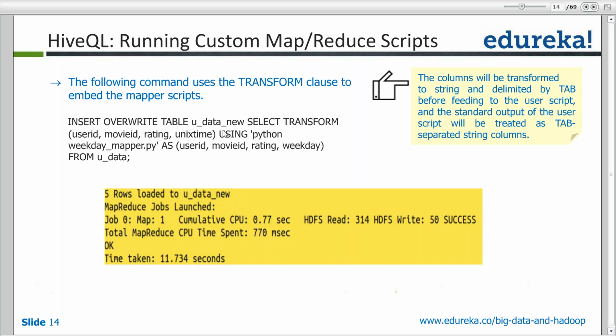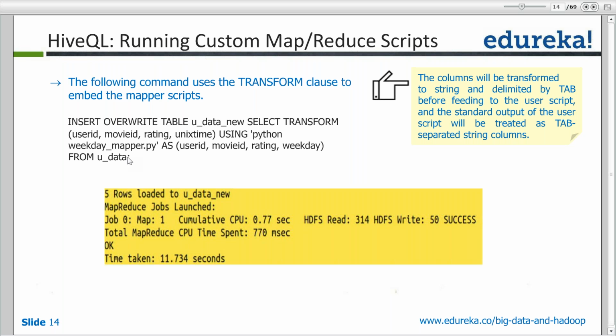So I say insert overwrite table, I give the table name, select, and I'm calling the transform clause. I'm transforming this particular data, which is already my table's data, using my Python script. Like I invoke the script from a normal shell, I give Python and the name of my file. So whenever you're writing a custom mapper or a reducer, you have to use this transform clause. Okay, so this is one way of invoking your custom code through Hive.